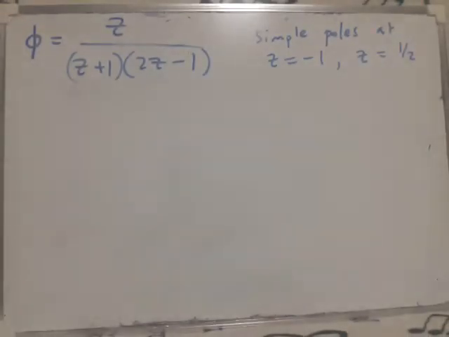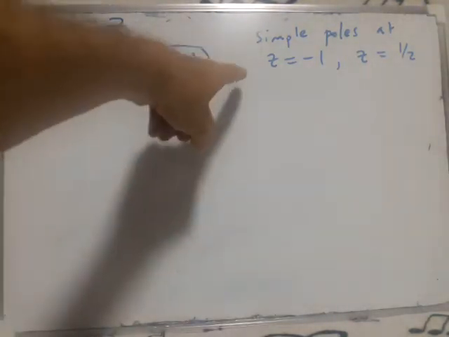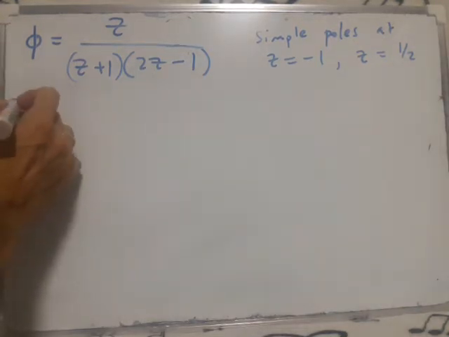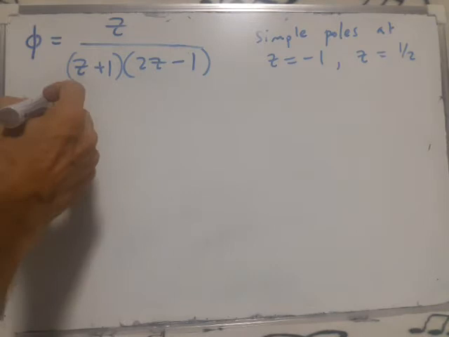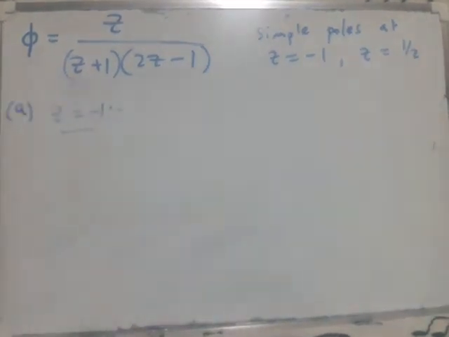Okay, so we're going to look at finding the residues of this function here at its simple poles using both simple pole methods. So first we use the direct method, which I'll call method A. Let's do z equals minus 1 first.